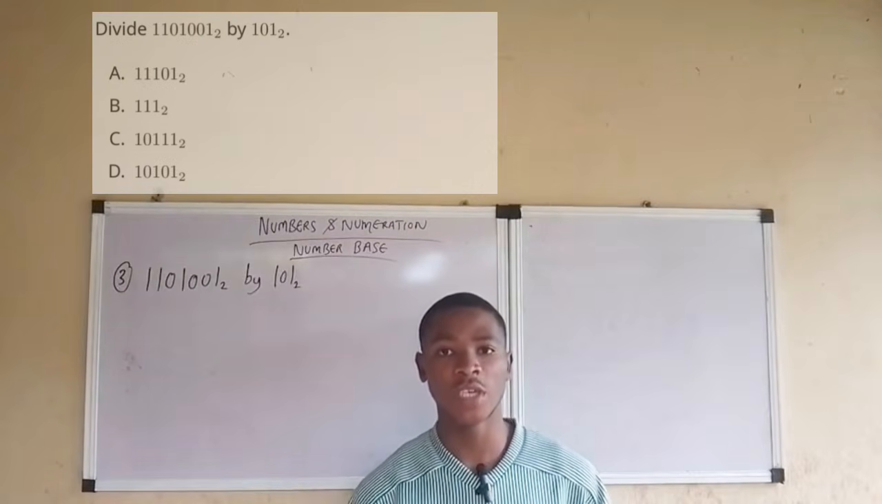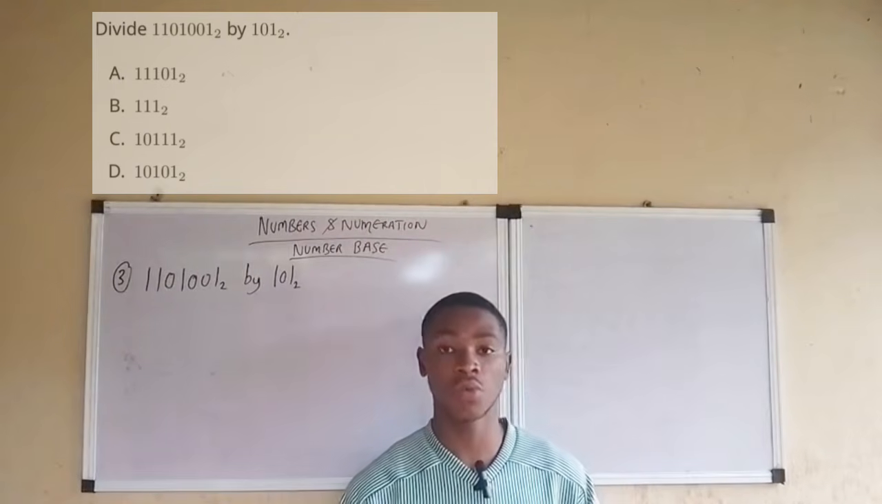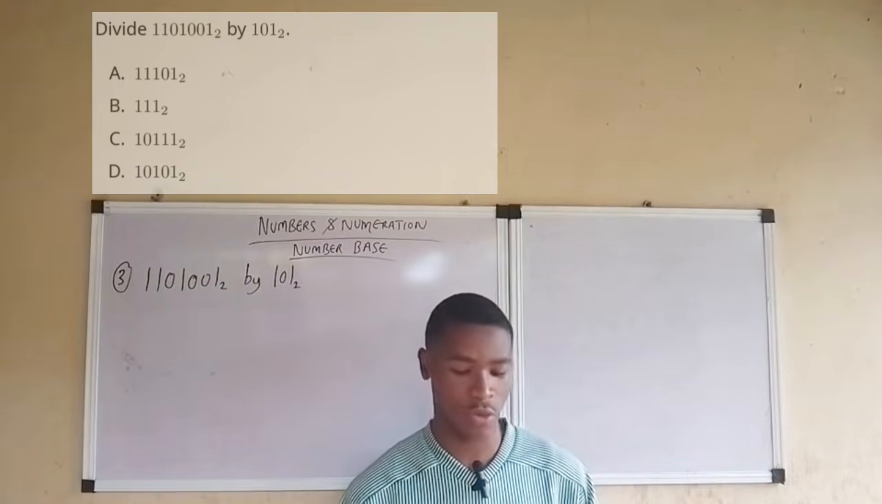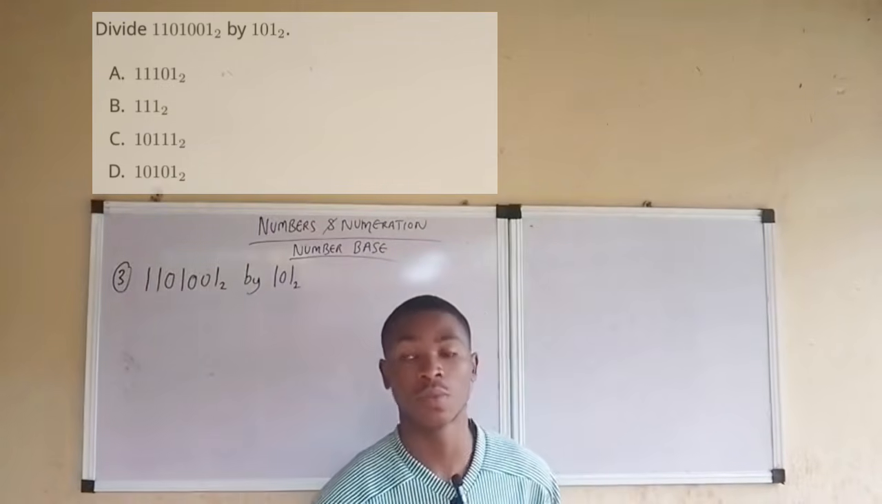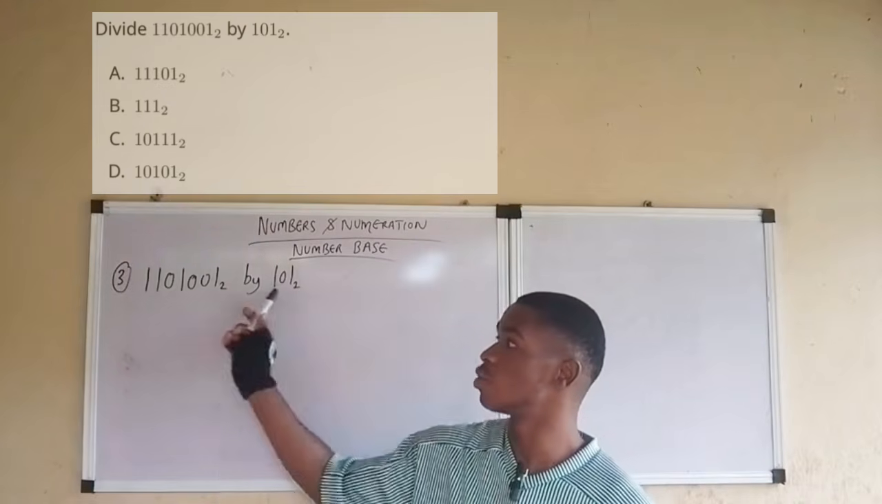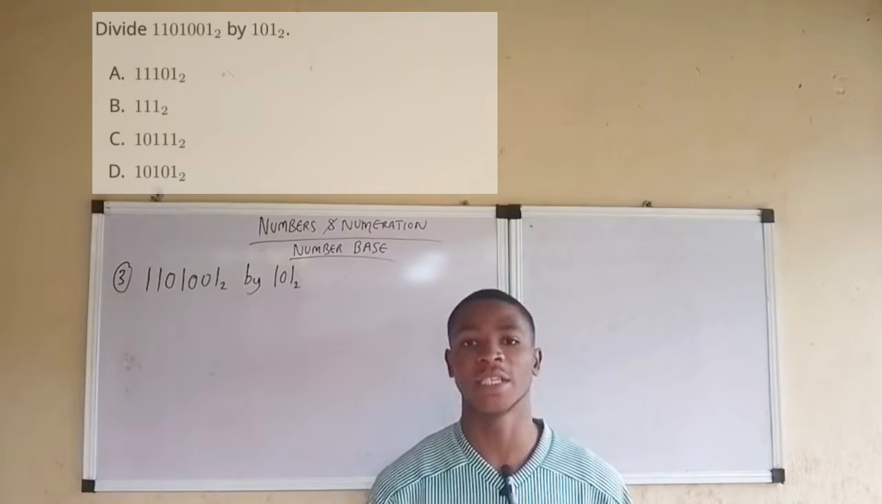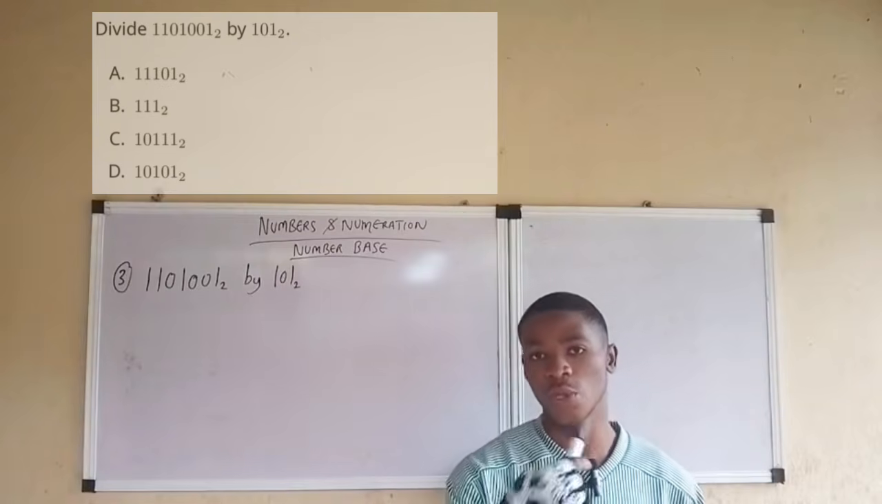All right. Now, in the third question, we have to divide 1101001 base 2 by 101 base 2. And from the options, you can see they want you to leave your answer in base 2. How do we do this? Now, the easiest way is to convert these numbers to base 10, divide in base 10, and then convert from base 10 back to base 2. Do you understand? So real quick, let's get into it.